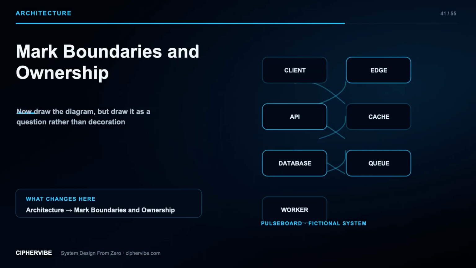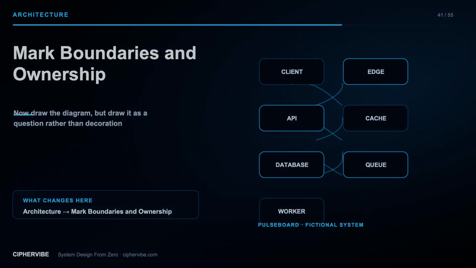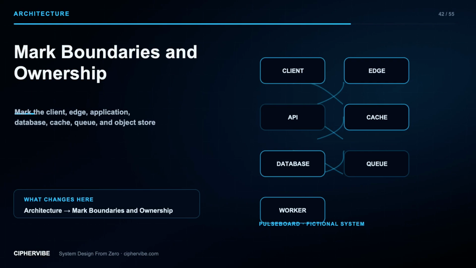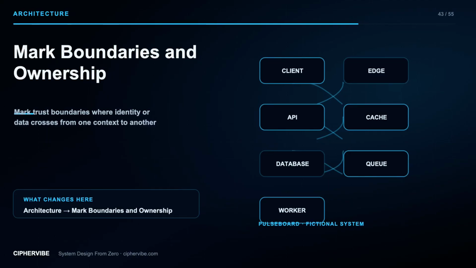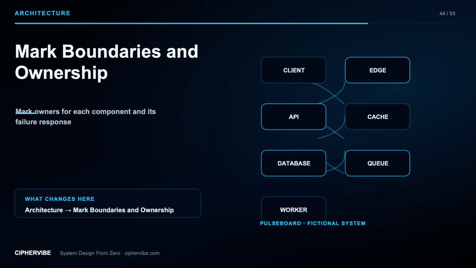Now draw the diagram, but draw it as a question rather than decoration. Mark the client, edge, application, database, cache, queue, and object store. Mark trust boundaries where identity or data crosses from one context to another. Mark owners for each component and its failure response.